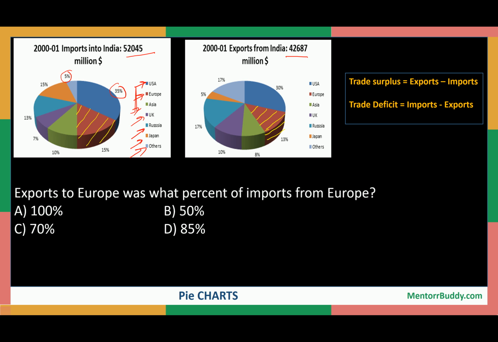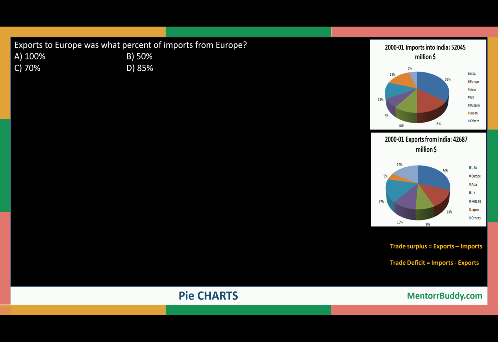So we can solve it quickly. We can start solving it. It's pretty simple. We just need to find out the percentages. It's just a calculation part. So what we will do first, we will find out, if we are talking about Europe, the imports from Europe. Import from Europe is how much? It is given as 15%. So 15% of the total value.